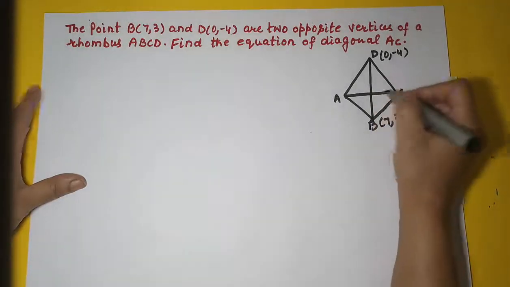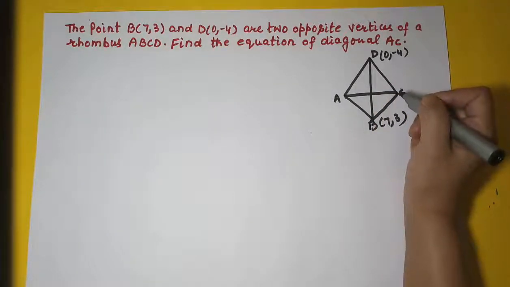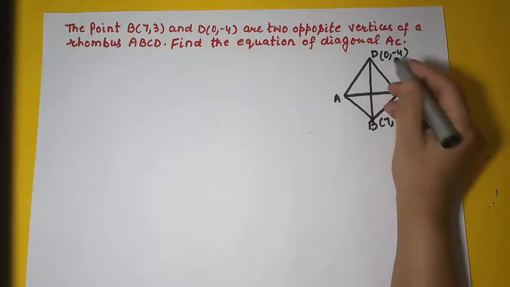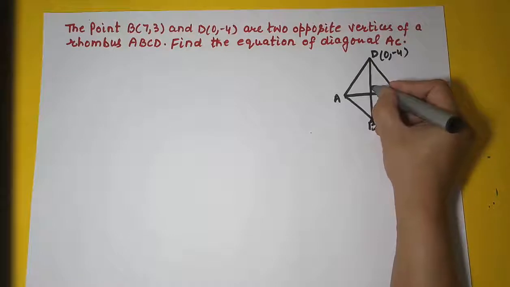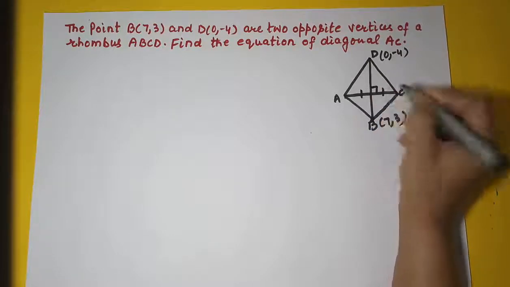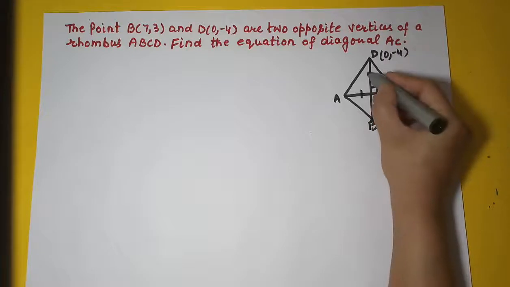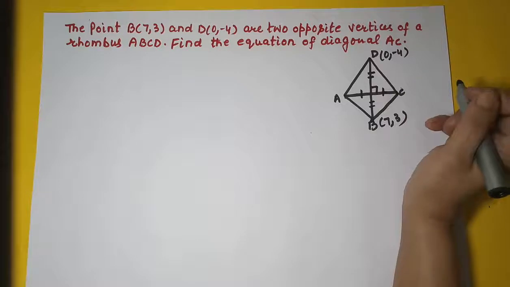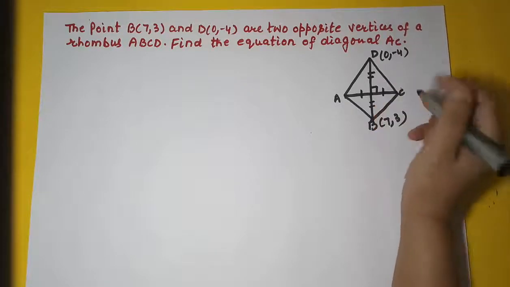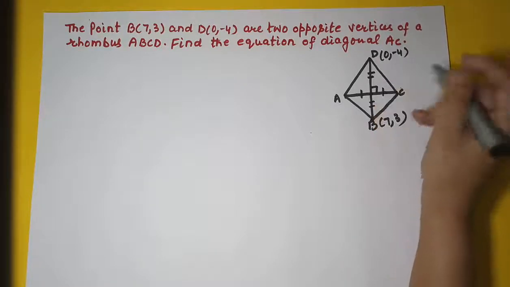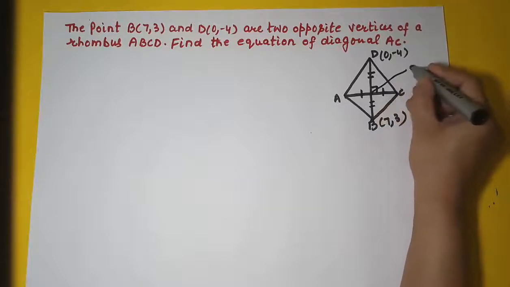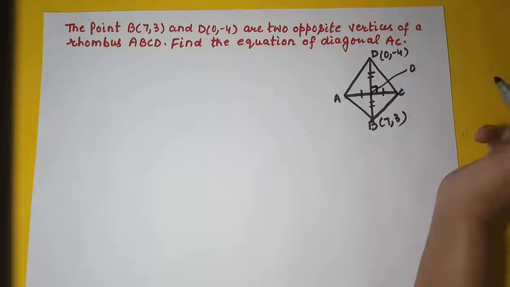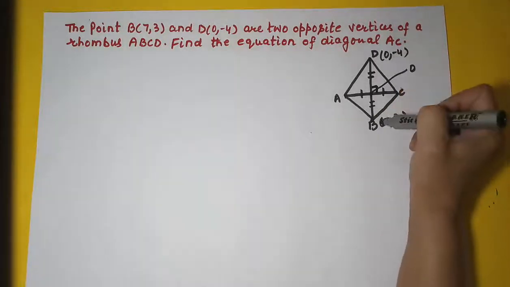Now we have to go back and remind ourselves of the property of the rhombus. We know that the diagonals bisect each other at 90 degrees in a rhombus. That means this side is equal to this side and this side is equal to this side. Diagonals are unequal, but they bisect each other, right? So let's name this point O, the point where these two diagonals bisect each other at 90 degrees.